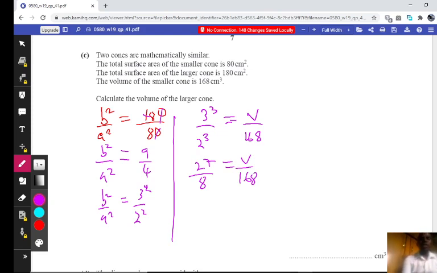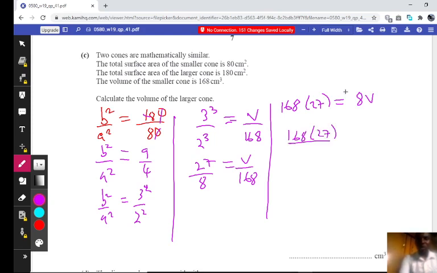Then you multiply both sides by 168. Let's cross multiply to avoid confusion. 168 times 27 is equal to 8v. Then after that you divide by 8, so 168 times 27 over 8 is equal to v. Then you can punch in your calculator: 168 times 27, divided by 8, you get 567.